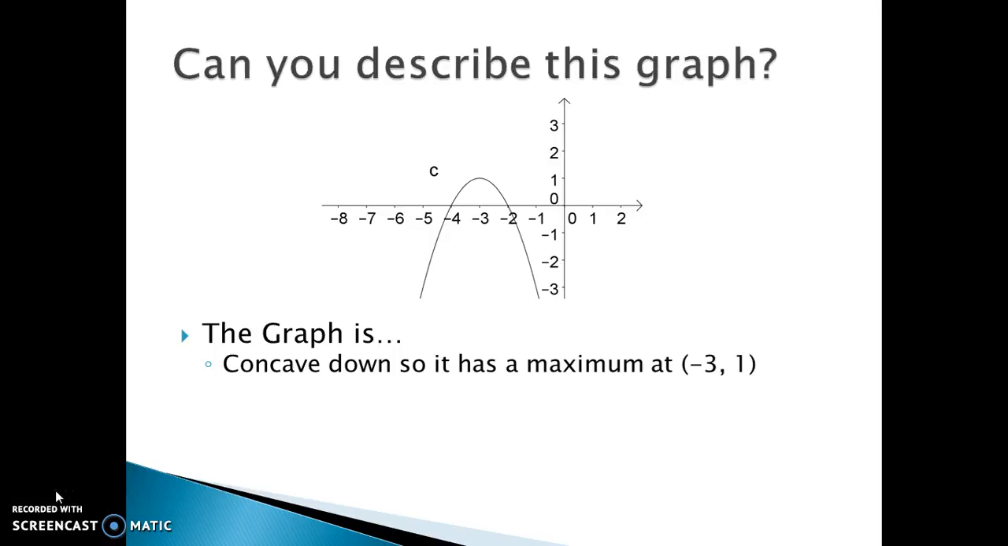Okay, it also has a maximum. If it's concave down, it has a maximum because it has a highest point at negative 3, 1. So if you were to plot the point negative 3, 1, it would be at the top of that parabola.